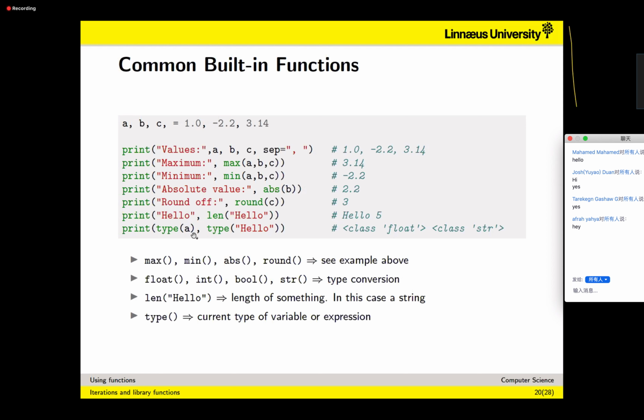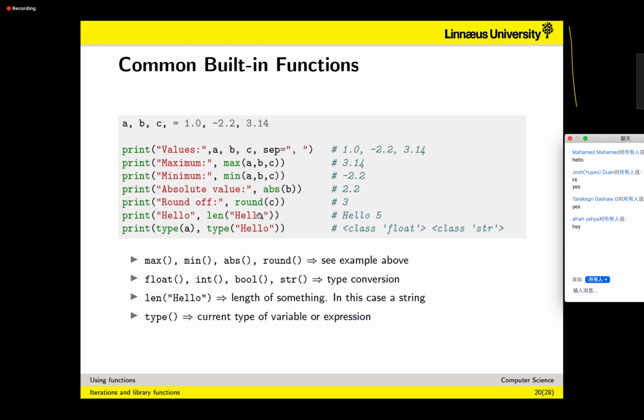And we have the type command. You can apply it on a variable or on a value, and it tells you what type of value it is. For example, that a is a float and hello is a string in this case. Yes? Round, no, it doesn't work on that. In two lectures from now, we will introduce a concept called list that can contain a number of values, and then you can apply round on each element in it.